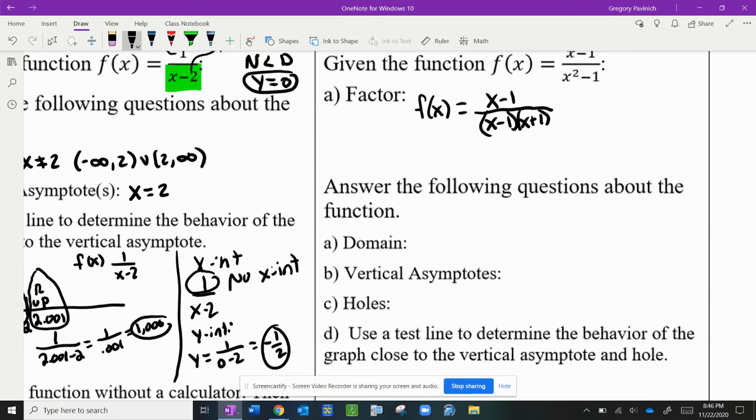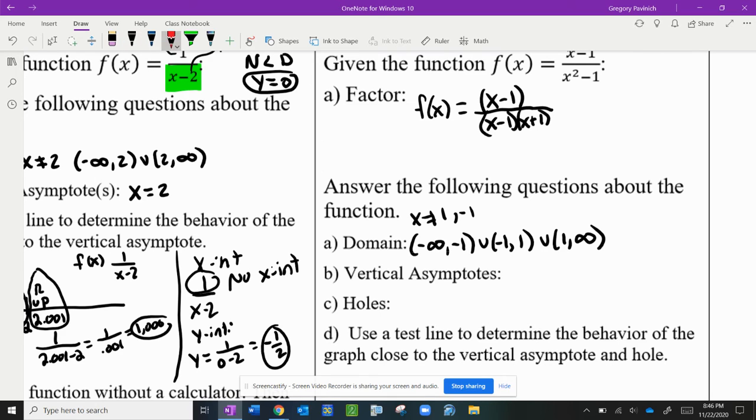My domain first, x can't equal 1 and negative 1. So this is going to look like an interval notation, excluding those values. Okay, and now the first time you're going to see a vertical asymptote and a hole. They don't have to happen at the same time. You could just have a hole, or obviously you could just have a vertical asymptote. It's just how the factors appear in the rational function.